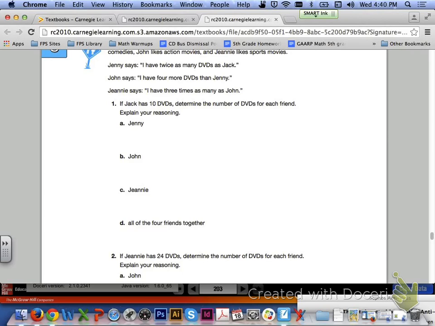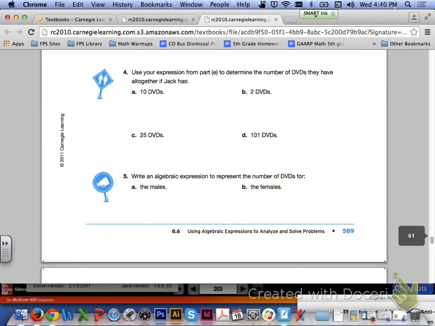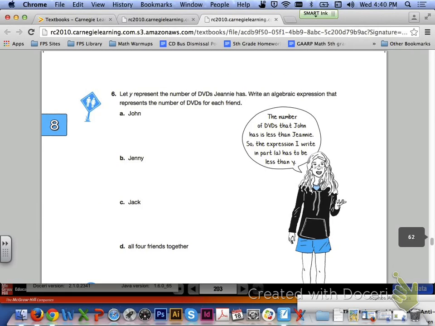At the beginning of the lesson, Jenny has twice as many DVDs as Jack. John has 4 more DVDs than Jenny. And Janine has 3 times as many as John. So that's going to be important information for us as we continue on here. We worked on problem 6 in class, but I just want to revisit that with you.